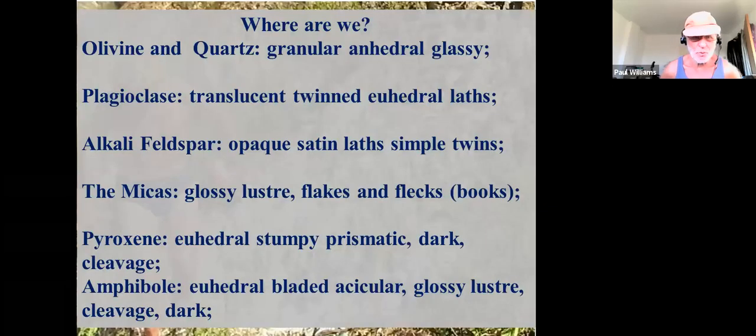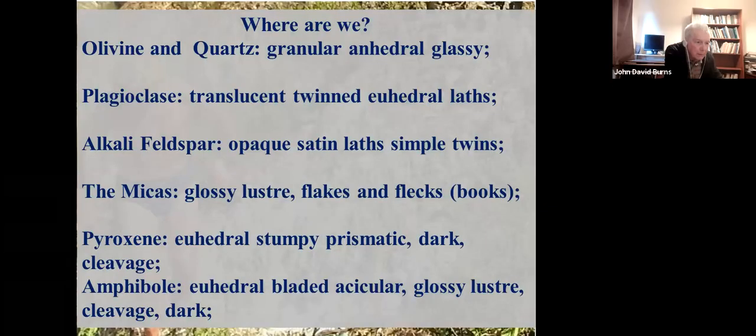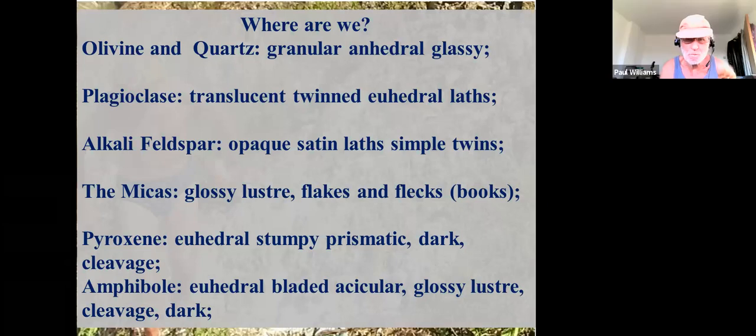Right, last time, well, really, this is several times. Whereabouts have we got to? Well, we looked at things like olivine and quartz. The characteristic things about olivine and quartz: they tended to be anhedral, so not really any good crystal shape, granular, but they had a glassy appearance. So that was a useful clue to the identification of things like that.